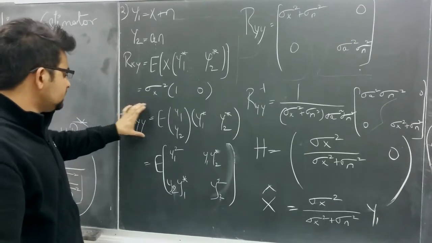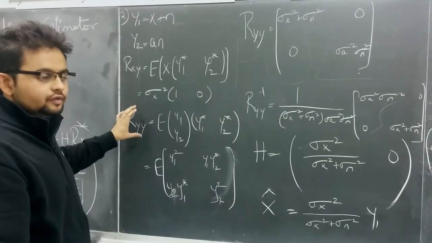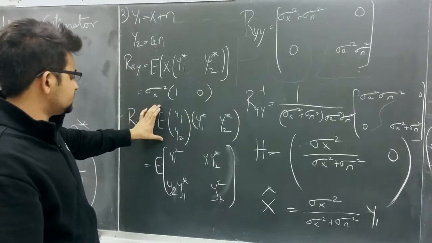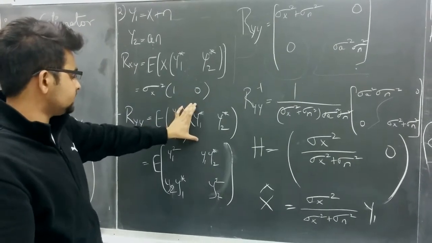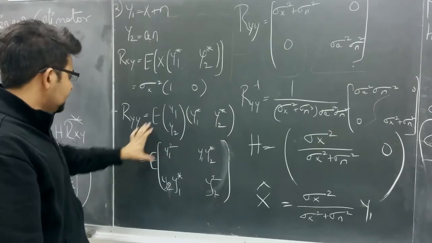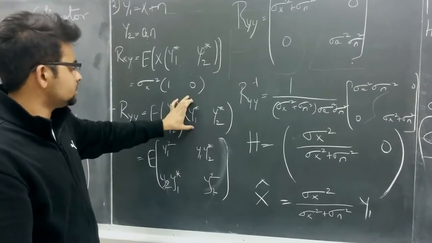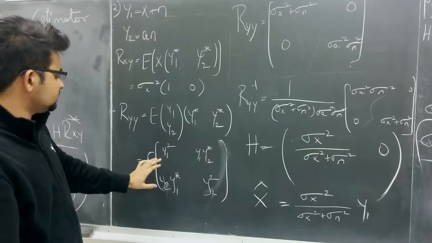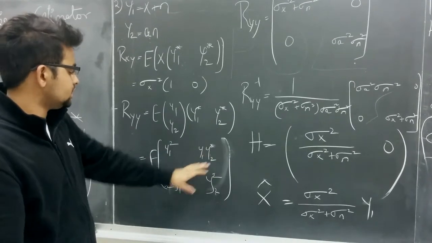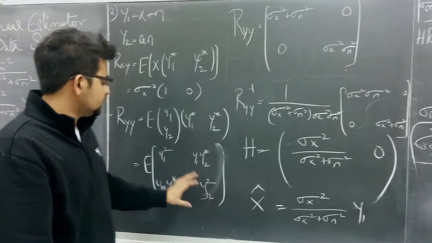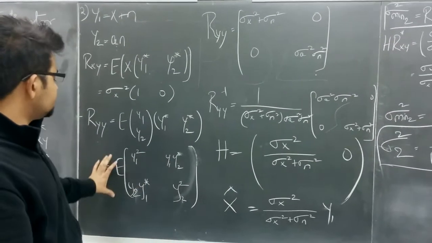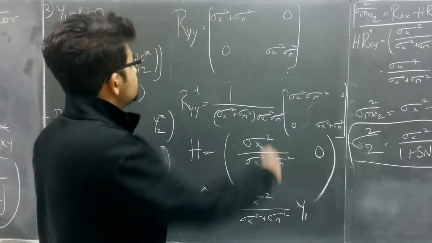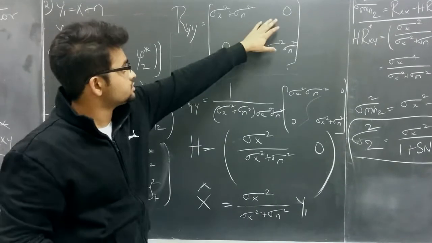And to find ryy, we have ryy is expected value of y into y star. In this case, since y is a matrix, y1 and y2, here we get y1, this is y, and this is y star, the conjugated pair. After multiplying a 2 cross 1 and 1 cross 2 matrix, we get a 2 by 2 matrix, which is expected value of y1 square, y1 y2 star, y2 y1 star, and y2 square. These are the values which we need to find. After finding the values of ryy, this is the matrix which we get: sigma x square plus sigma n square, and we get zero components in these two.